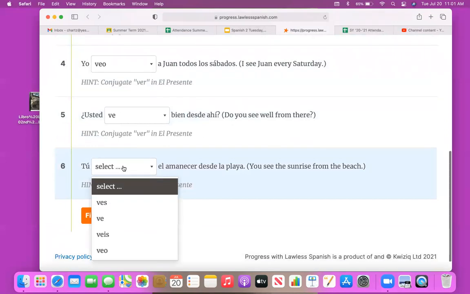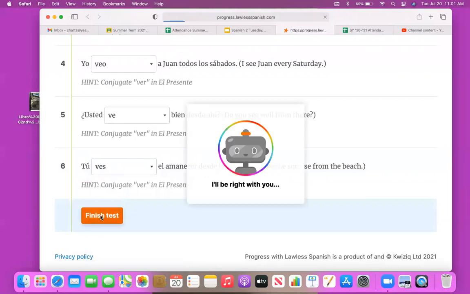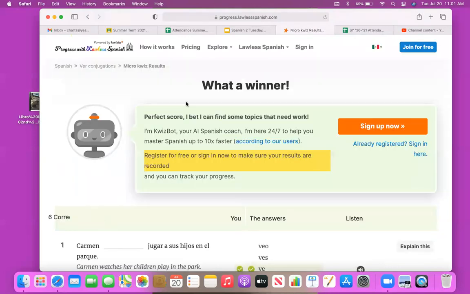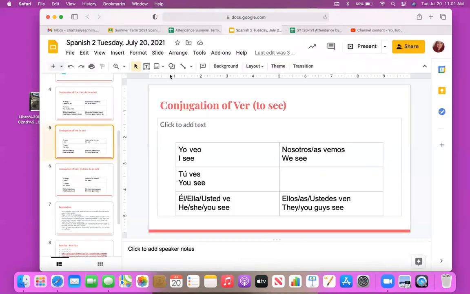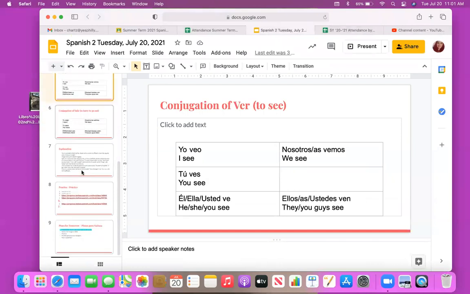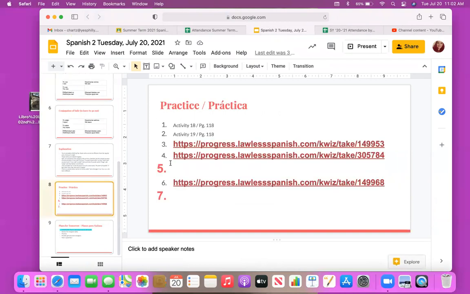So tú blank el amanecer desde la playa. So you can see the sunrise from the beach. You is tú. So what do you think? Tú ves. Ves. Yep. Yes, there you go. Yep. So that's it. But yeah, those were the only verbs that I went over today, just because we're almost at the end here.